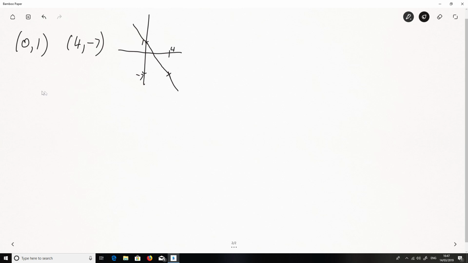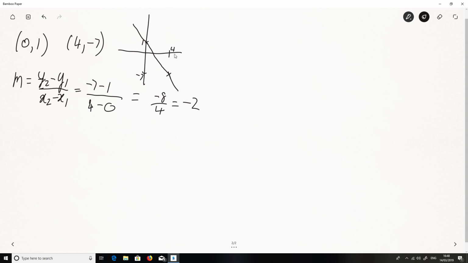So in order to get our gradient, we do the same thing as before. m equals y2 minus y1 over x2 minus x1. So this time y2 is -7, y1 is 1, x2 is 4, and x1 is 0. So this time we get -8 over 4, which is equal to -2. So our gradient is -2.